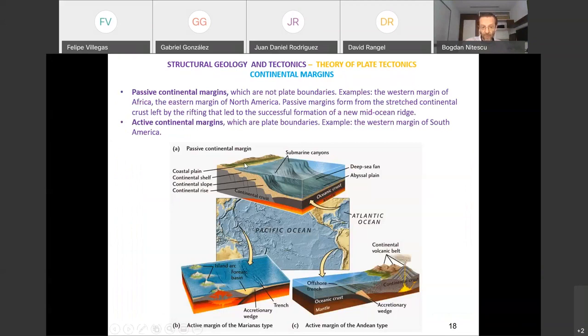So you have the continental shelf, which is the extension of the continent under the water here. And then you have the continental slope, which is where the continent ends. And here you can see basically the boundary between oceanic crust and continental crust. So in this case, they are part of the same plate.